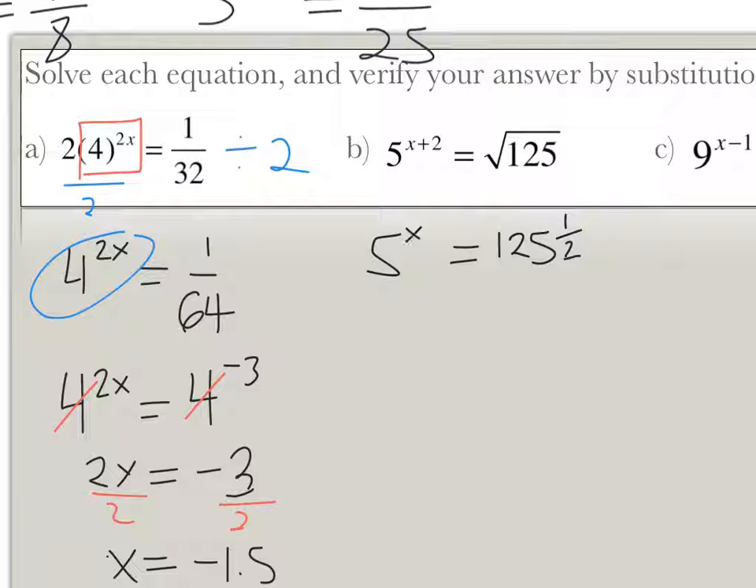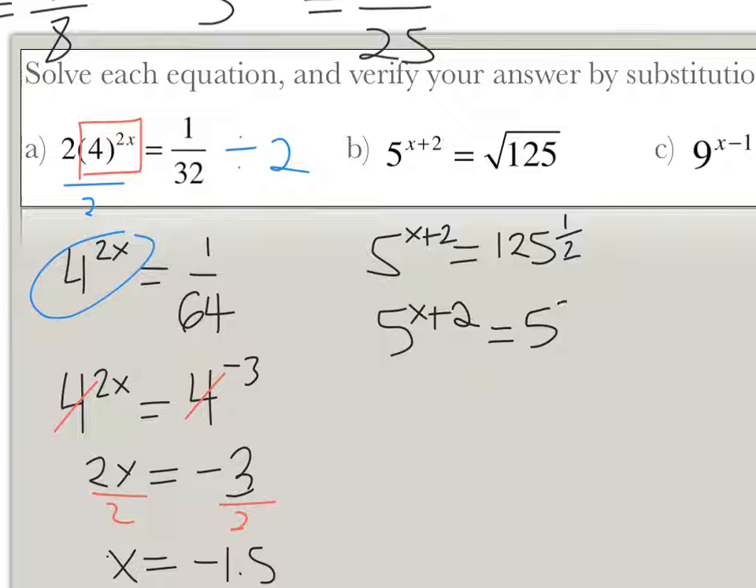Okay, and then I have 5^(x+2). So now it's always the same thing with these. You always want to come up with the same base. So I have 5 on this side. Okay, so what I want is to write 125 as a base 5. Okay, so let's try on our calculators right now and let me know when you got it. 5 to the power of something, I want to put a number up there to get 125.